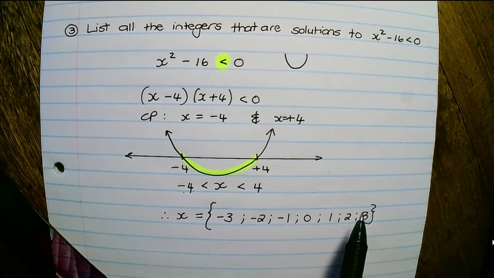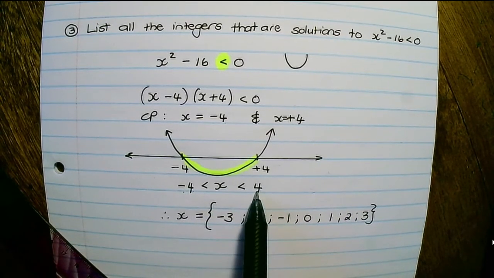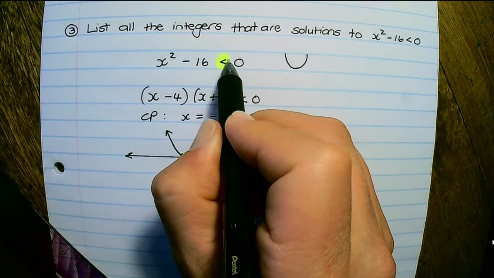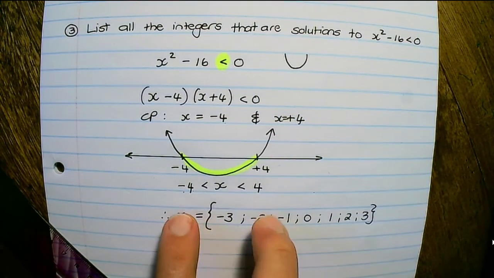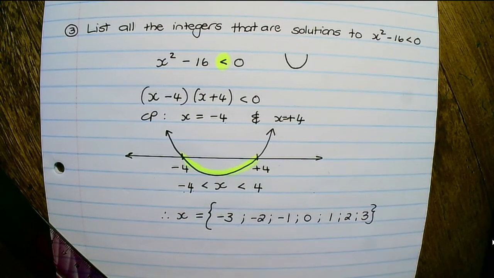Notice that we do not include negative 4 and positive 4 because it said smaller than, not smaller than or equal to. And those are our values then.